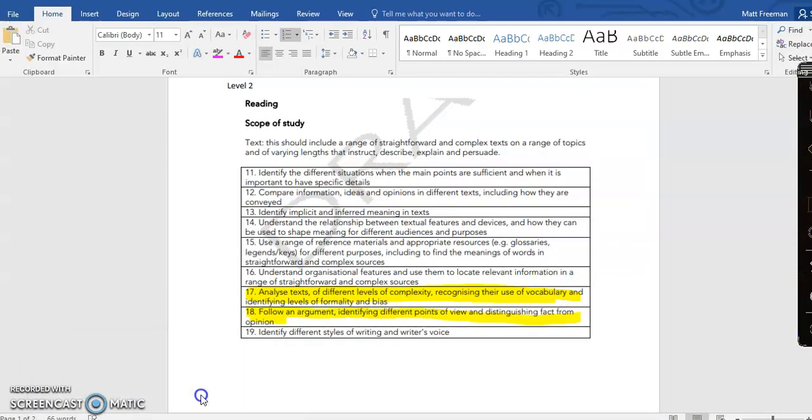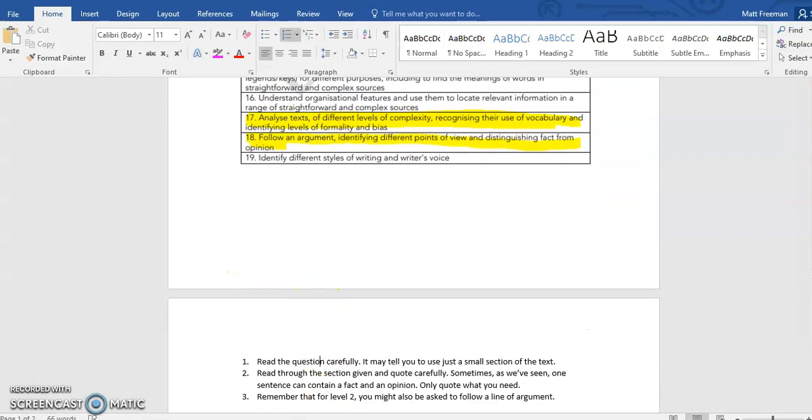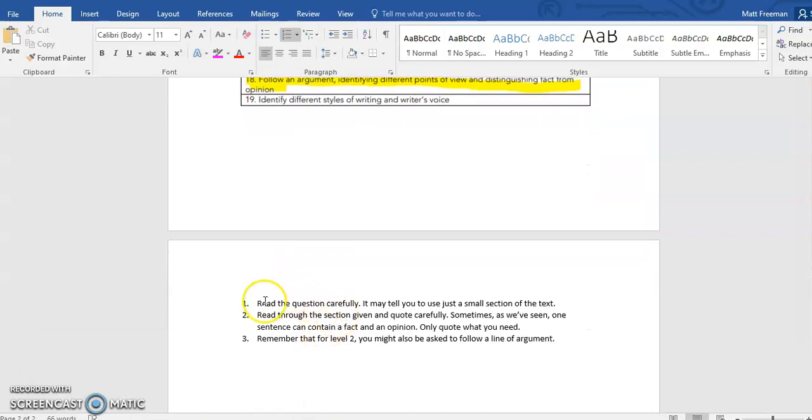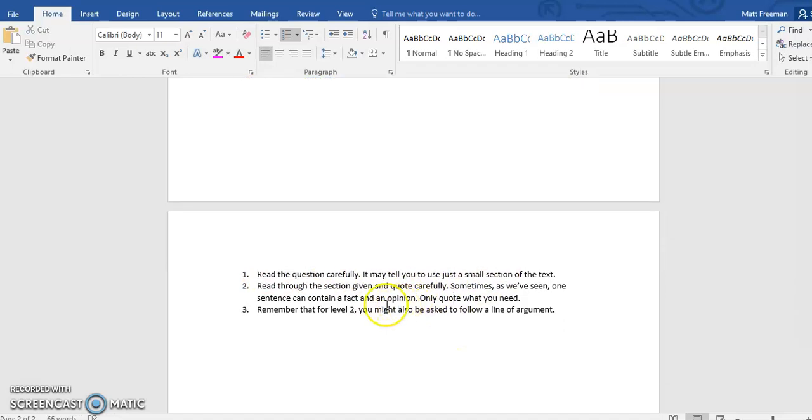So, just to go over again, for advice that is specific for both levels, you've got to read the question carefully. It might tell you just to be using a small section of the text. You need to read through the section given and quote carefully, because sometimes, as you've seen, a sentence can contain a fact and an opinion, for instance, and you only quote what you need. And for level 2, of course, you need to be following that line of argument. In the case we just looked at, that this woman is struggling with her resolution, so you need to be able to follow that line of argument through that paragraph. So there you go, fact, opinion, and bias.